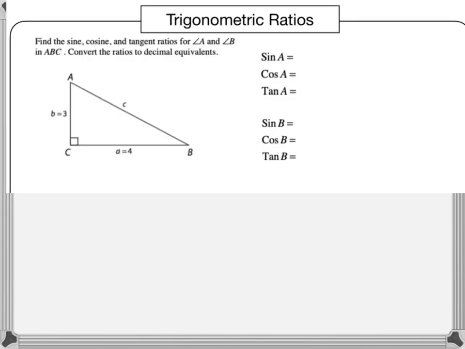So, all right. What we're looking at is this business of sine, cosine, and tangent. One way that we can remember these is the acronym, because we're going to be using the ratios of the sides here. So we can use SO, and then CA, and TOA.